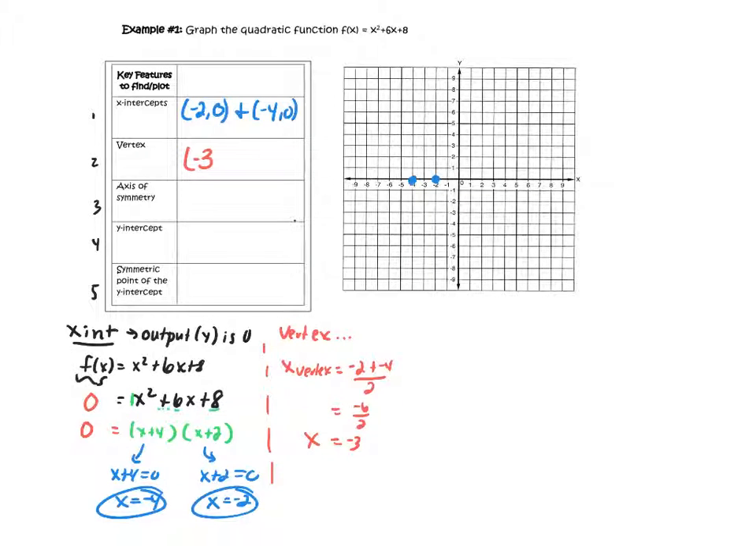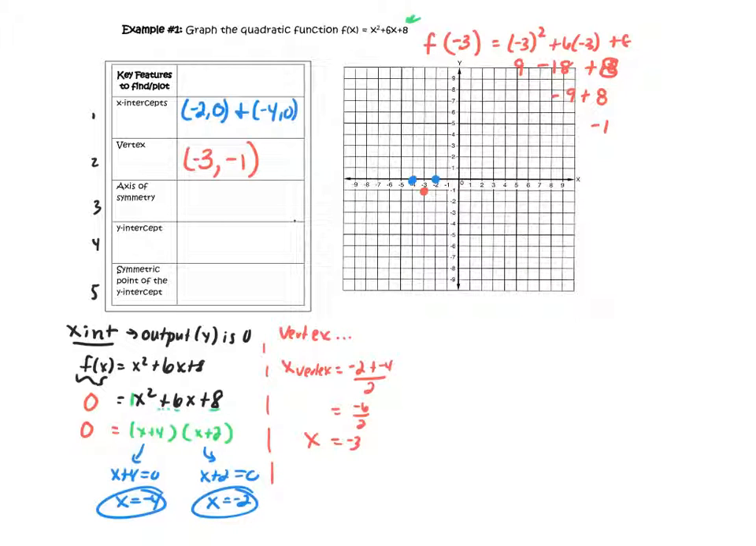But we need to find the y value. So to find the y value, as it said in our notes, we are just going to plug that in to the original equation to find the output. So I'm going to do that up here. If I took the number negative 3 and plugged it into our function, I would take that number and square it. I would add 6 times that number and then add 8. So this gives us 9 minus 18 plus 8, which is negative 9 plus 8, which is negative 1. So our output is at negative 1.